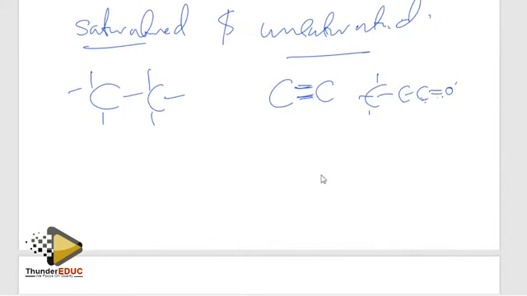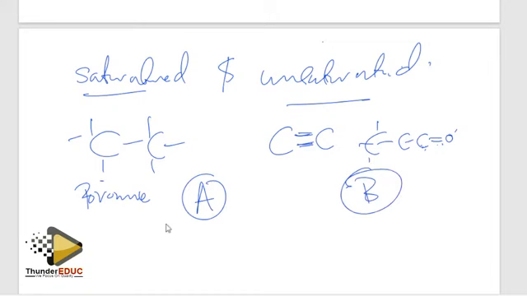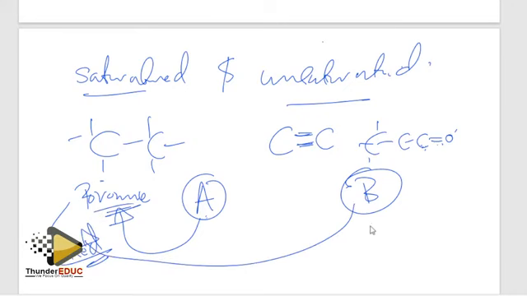Then, how do I differentiate between a saturated compound and unsaturated compound? What they do is, we will bring bromine water, and then we say that you have compound A and you have compound B, and compound A will decolorize. Don't forget that bromine water is red. Is it clear? So compound A decolorizes bromine water, while compound B cannot decolorize bromine water.